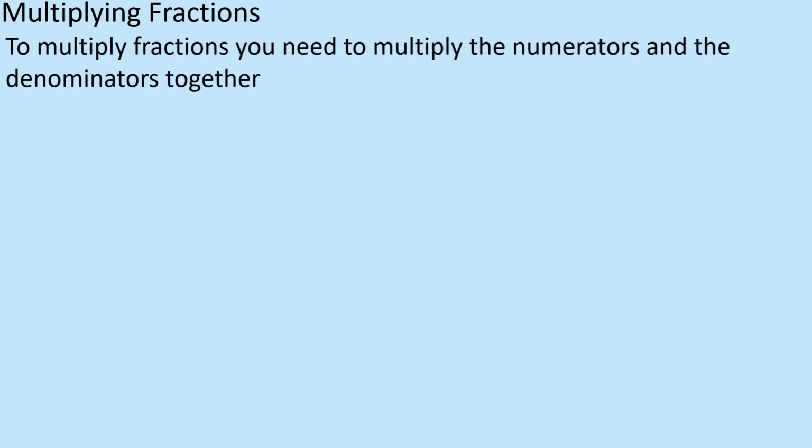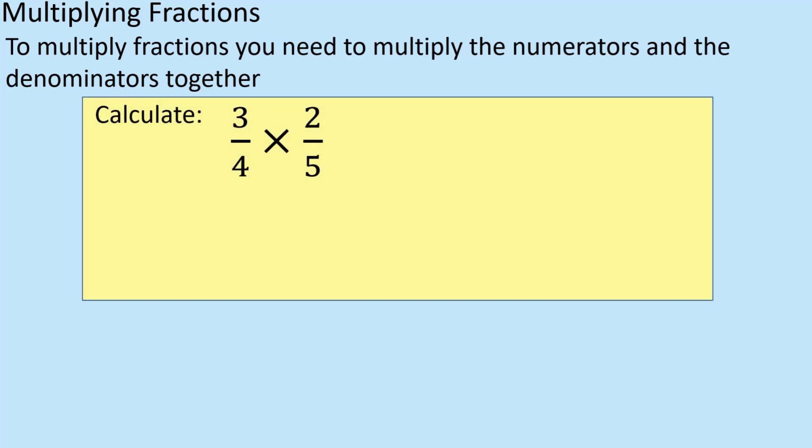Hi there everyone. So today we are looking at multiplying and dividing fractions and mixed numbers. Multiplying fractions is by far the easiest thing to do really in terms of fractions, because when we multiply fractions, you simply need to multiply the numerators by the numerators and the denominators by the denominators. Okay, so 3/4 times 2/5.